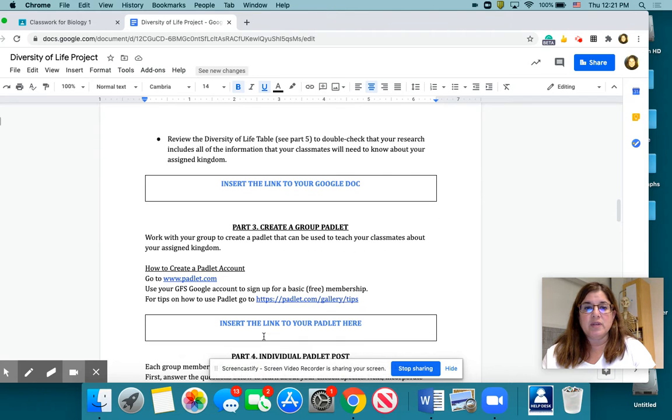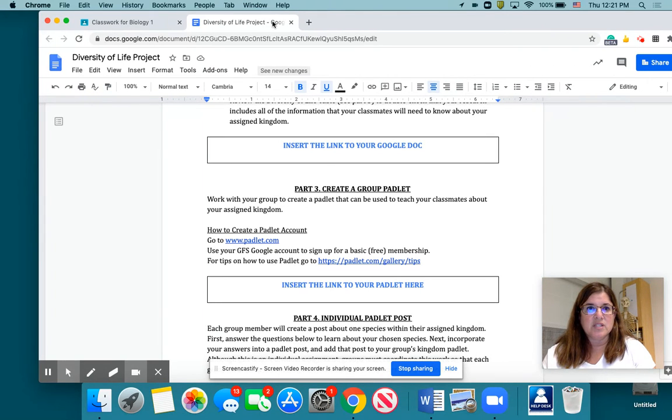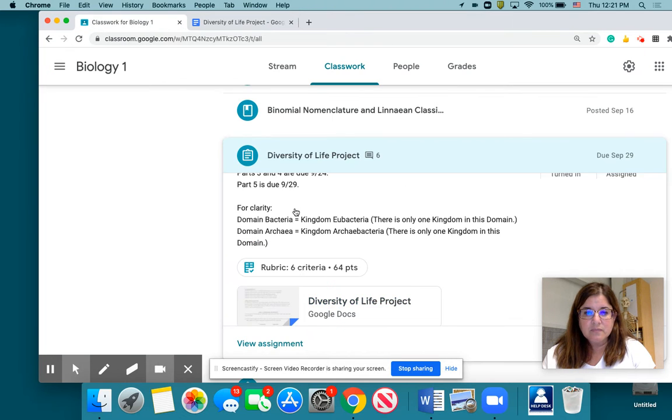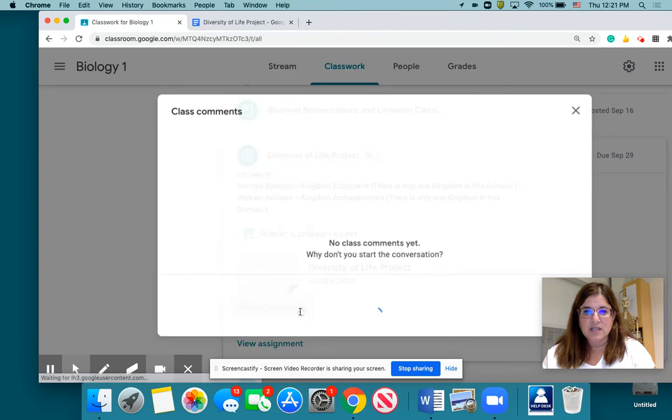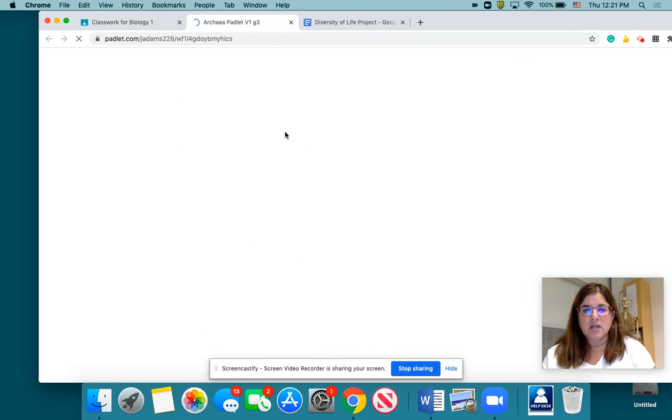They needed to show me their research by having a shared Google Doc, and they inserted the link to their Google Doc here, and then they inserted the link to the Padlet here. And I'm going to show you some of those Padlets now. There were 6 different Padlets in the end, and I posted them here. So let's look at group Archaebacteria's Padlet.